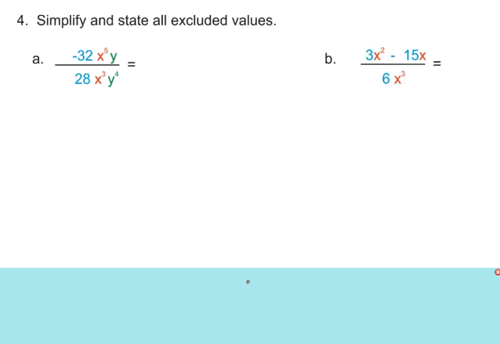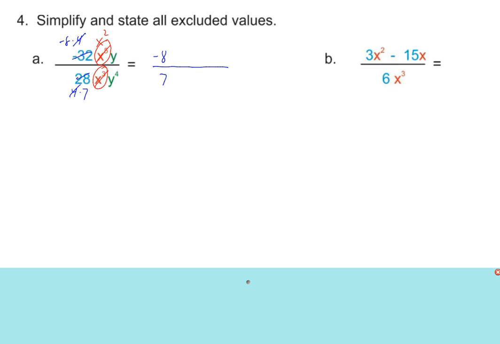32. Negative 8 times 4 is 32. 28, 4 times 7. And we can divide out the 4s, right? So in my answer, I'm going to have a negative 8 on the top and a 7 on the bottom, right? Looking at my x's, I have 5 of them in the top and 3 in the bottom. The 3 in the bottom wipe out 3 of the ones in the top, leaving me 2 left, right?